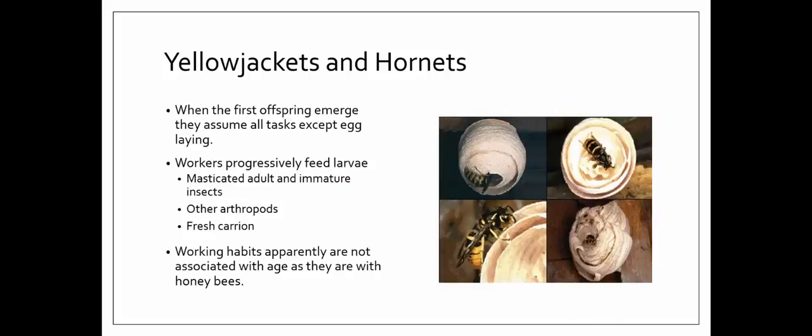When the first offspring emerge, they will take on every task except for the egg laying. That is left to the foundress queen. The workers will feed the larvae various resources such as masticated adult and immature insects, other arthropods, and fresh carrion. The tasks involved in managing a hornet or yellow jacket hive are not determined by the age of the workers, as they are with honeybees.